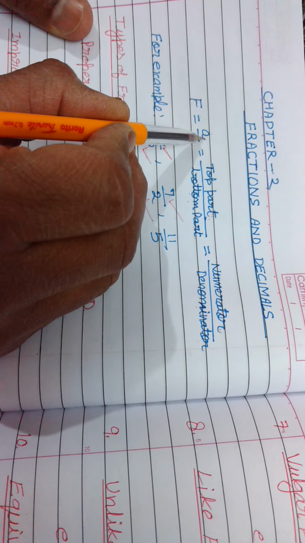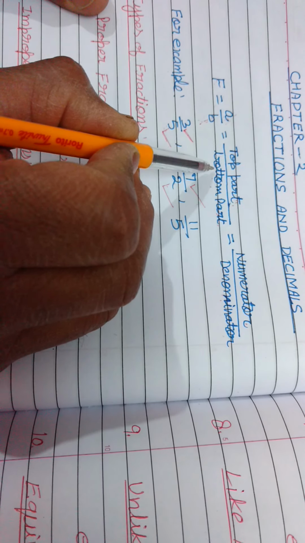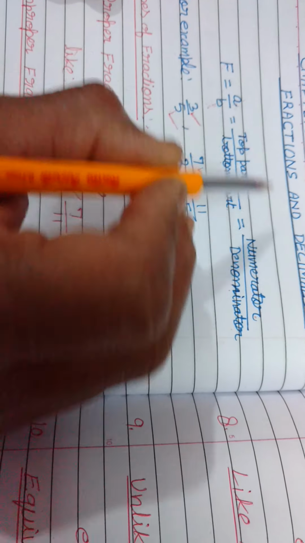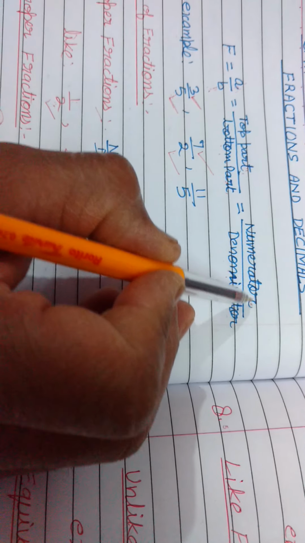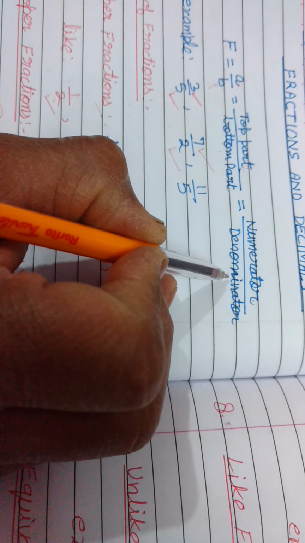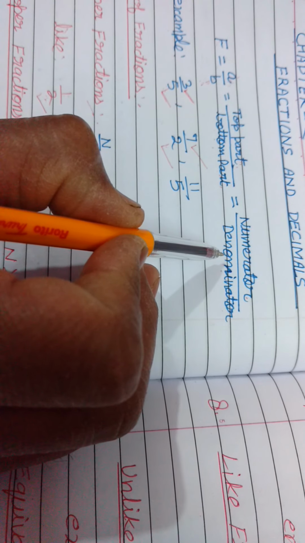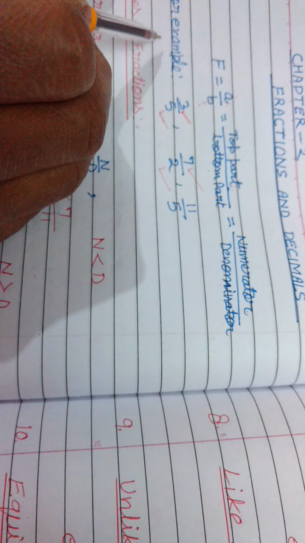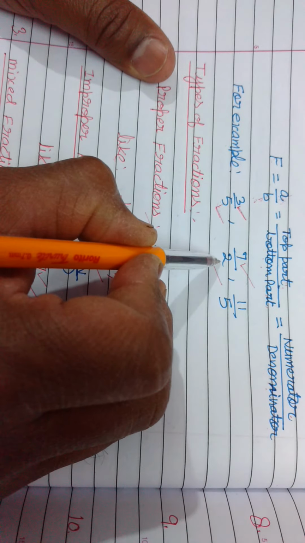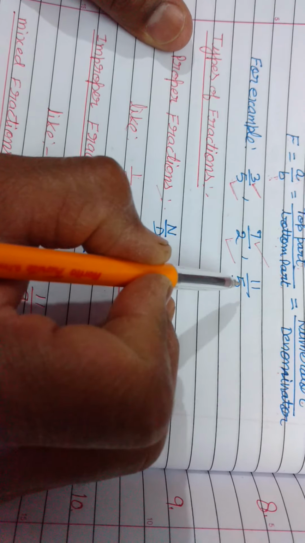This part a is called the top part, while this part b is called the bottom part. This top part a is also known as the numerator, while this part b is called the denominator. So a fraction consists of a numerator and a denominator. Let us take the examples 3 upon 5, 7 upon 2 and 11 upon 5. They are various fractions.